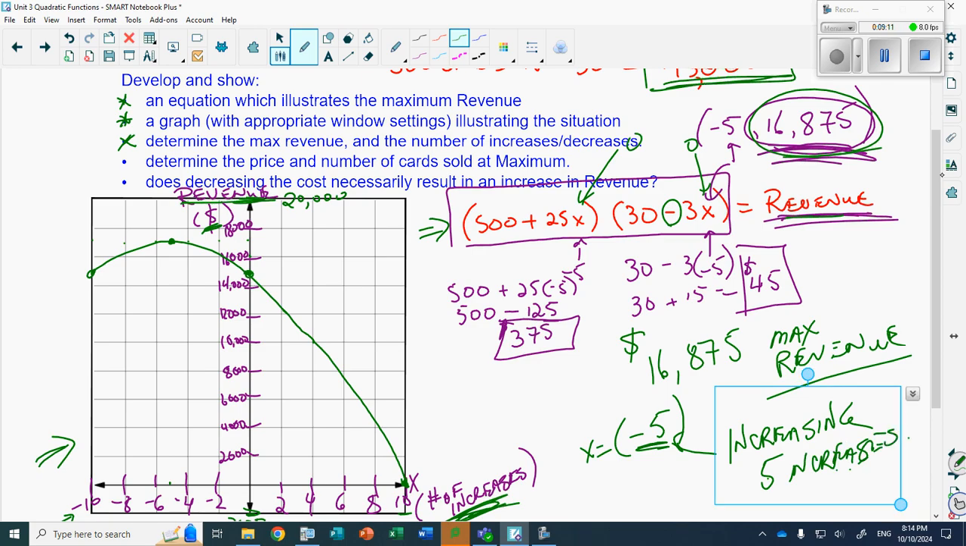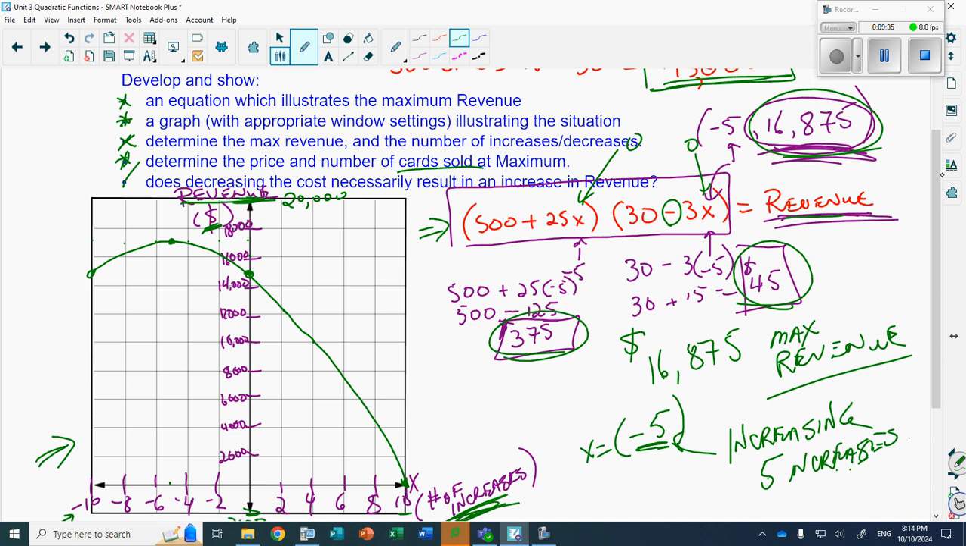Oops, I don't know why I did that. Okay, so it's kind of interesting to see that. Now, determine the price. We just did. The price was $45, and the number of cards sold, which up to his dismay, he'd be pretty upset about, only selling 375 cards. But too bad, you're making them $1,875 more.